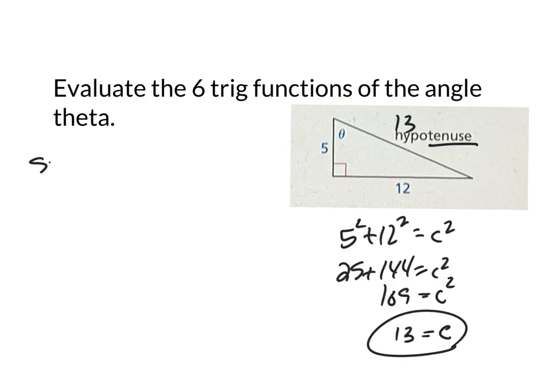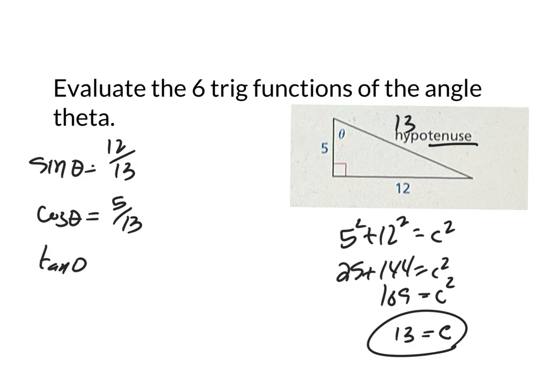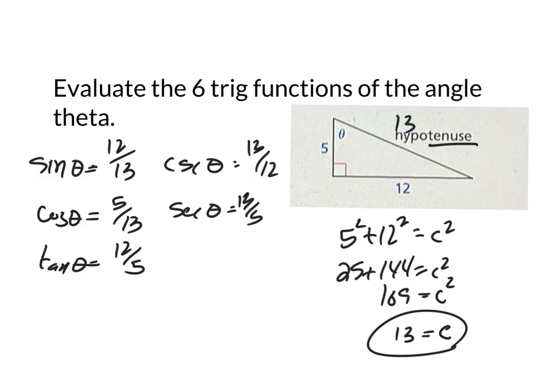Okay, so here we go. Sine theta. Sine is opposite, which is 12, over hypotenuse, which is 13. Cosine, CAH, adjacent, which is 5, over hypotenuse, 13. Tangent, opposite over adjacent, which is going to be 12 fifths. It's also sine over cosine, by the way. Now I'm just going to do reciprocals. Cosecant goes with sine. It's 13 twelfths. Secant goes with cosine. It's 13 fifths. And then cotangent goes with tangent. It's 5 twelfths.